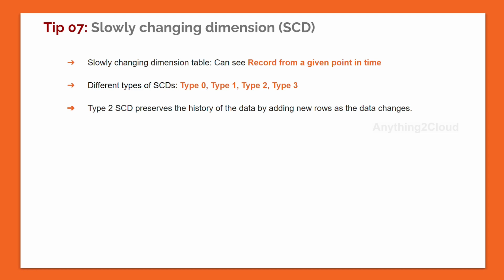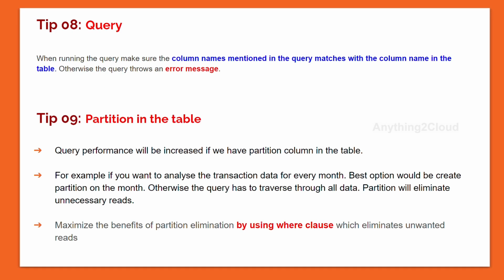So in short, if you want to see the point in time data, then you can use SCD type tables, and SCD type 2 table preserves the history because when there is a change, it will add a new entry instead of modifying the existing row. So that's all in short about SCDs. Move on to the next step.